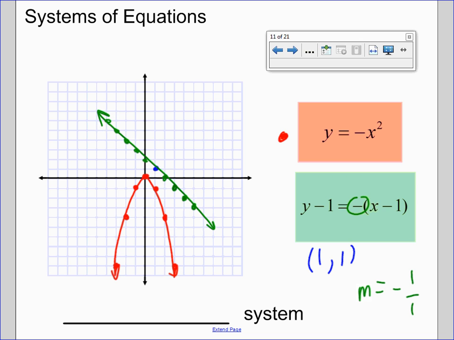Go ahead and tell your partner the solution to this system of equations. So what's the solution to this system of equations? Be ready to share with the class. So what's the solution to this system? Emily and Jacob? There's no solutions, right? There's no solutions to this system.